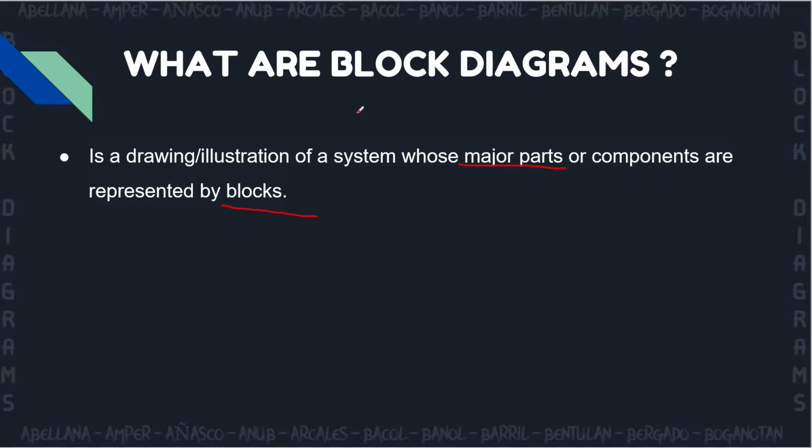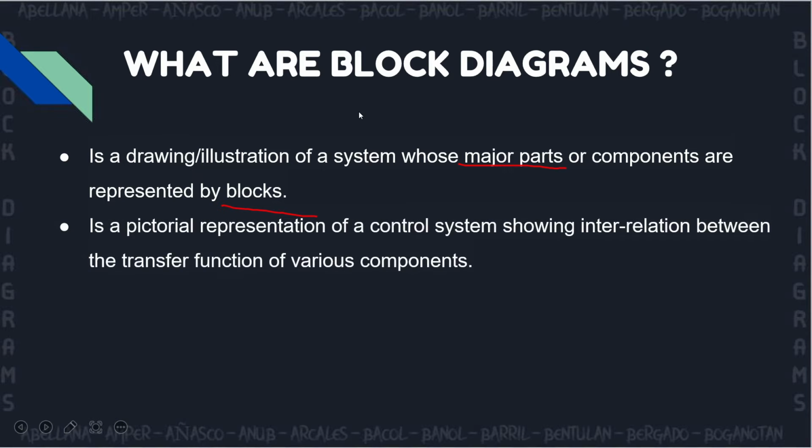So another definition would be that a block diagram is a pictorial representation of a control system showing the interrelation between the transfer functions of various components. So in other words, a block diagram will show the relation between each block and each component, so it will be much easier to understand the process.